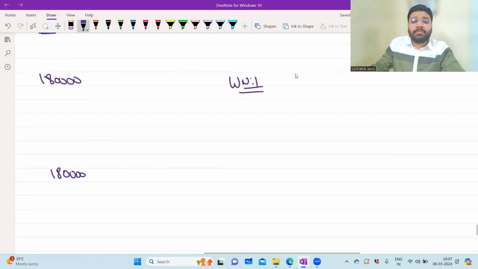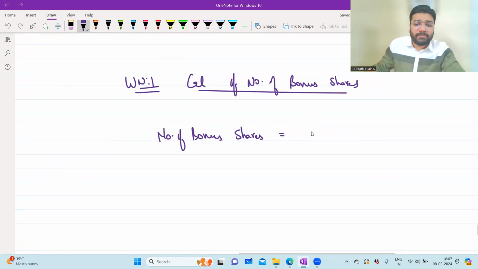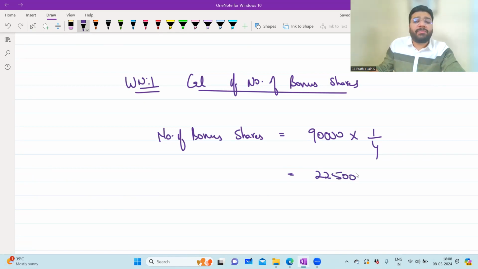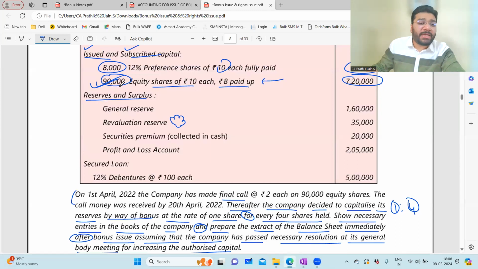Working note number 1. Calculation of number of bonus shares. Number of bonus shares: 90,000 into 1/4, which is 22,500. That is the number of shares that we are issuing. This is the number of bonus shares, not the value amount. Guys, 90,000 is the quantity of equity shares, and the ratio is 1:4. So I'm going to issue one bonus share for every 4 held. So what is my ratio? 1/4.